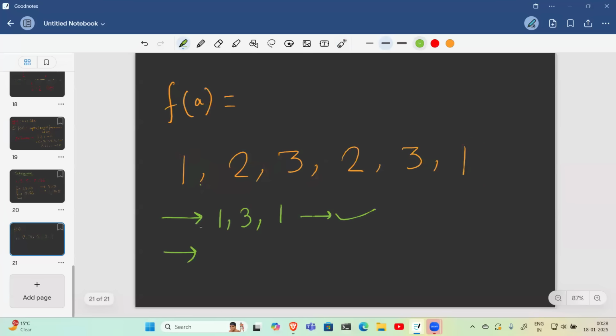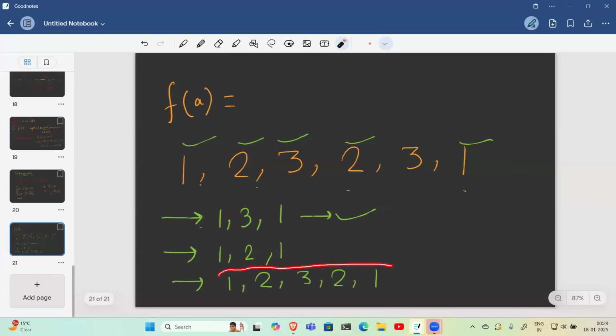Similarly, you can look at 1, 2, 2, 1. That is also a valid palindromic subsequence. Similarly, I see 1, 2, 3, 2, 1. That is also a valid palindromic subsequence. So look at all palindromic subsequences of this array and try to find the longest one. The longest palindromic subsequence in this array is 1, 2, 3, 2, 1. I do not find a palindromic subsequence which is larger than this because this is of length 5.